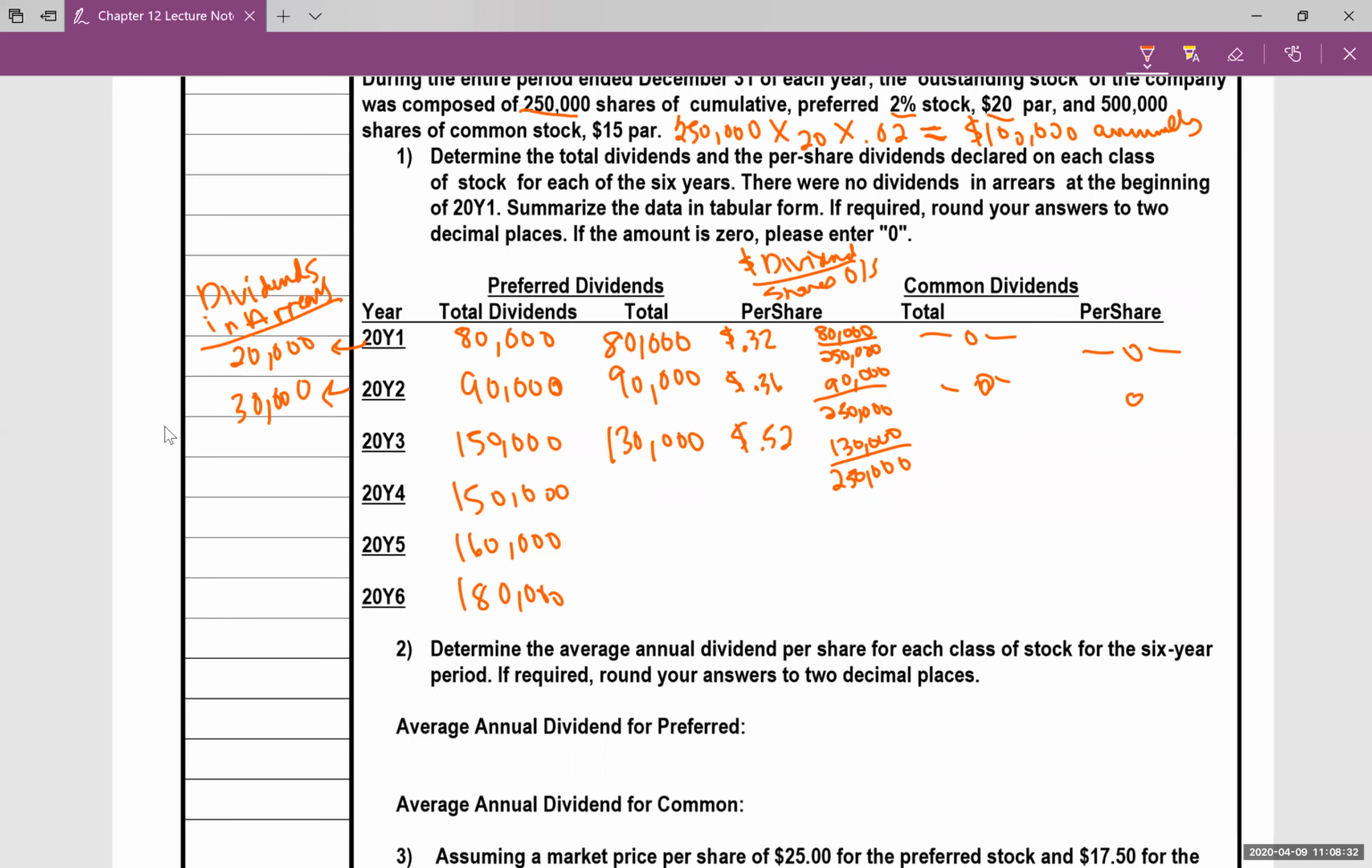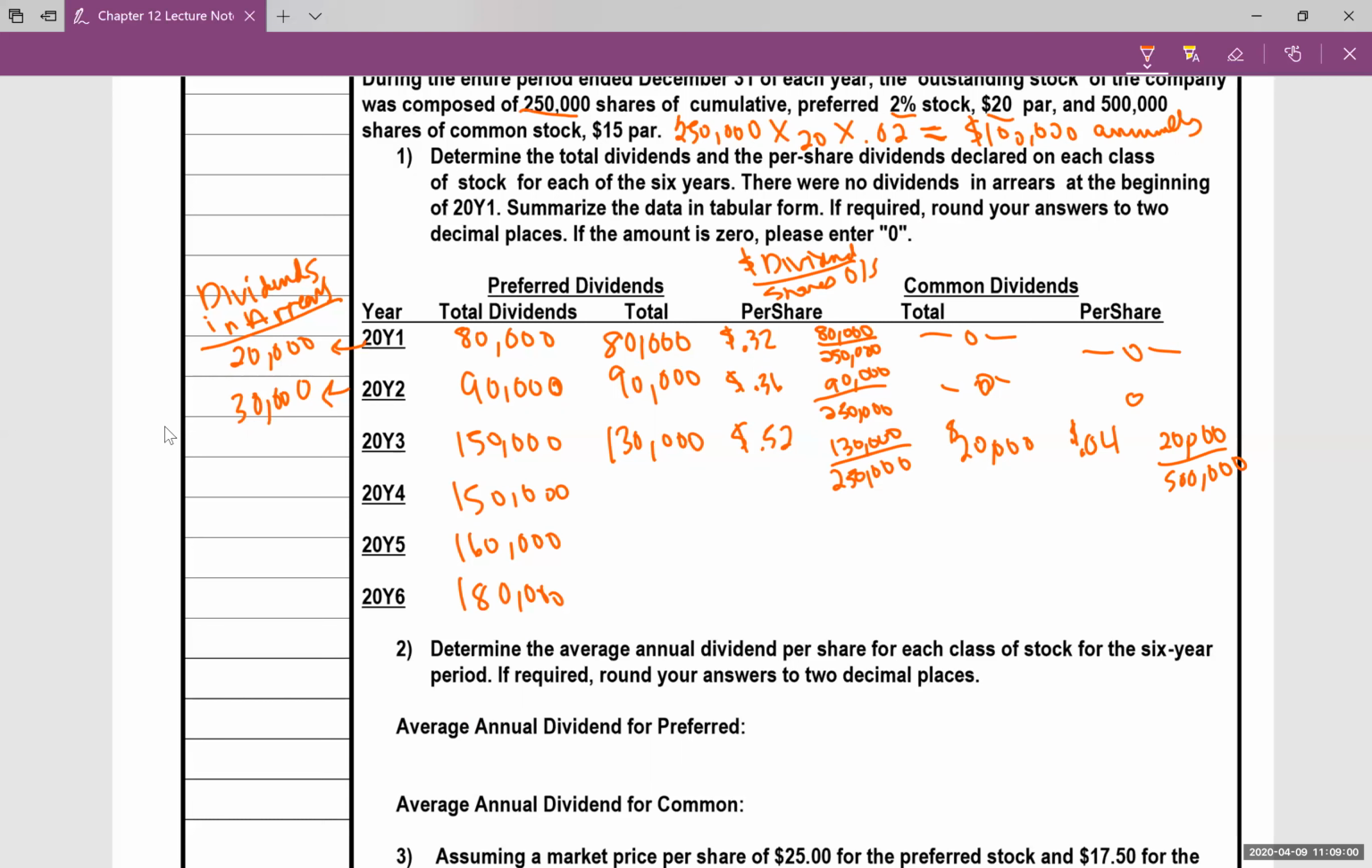Common dividends. Well, hey, they had 20,000 left over, didn't they? They declared 150,000, caught up those preferred shares, and now they had 20,000 left over. And this calculation is 0.04. How they got the per share on this was they took the 20,000 and the shares outstanding for common stock is 500,000.